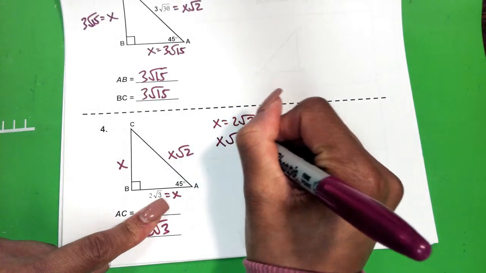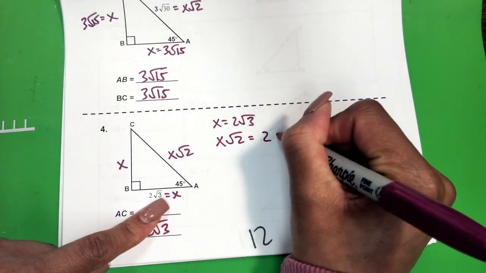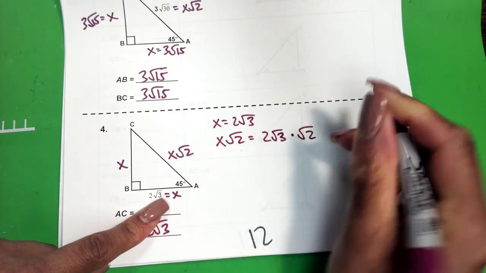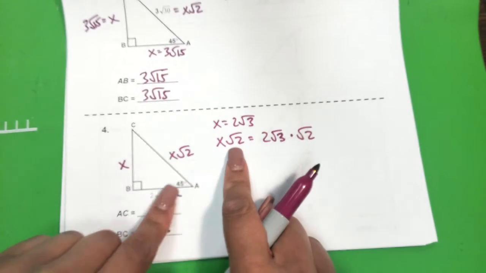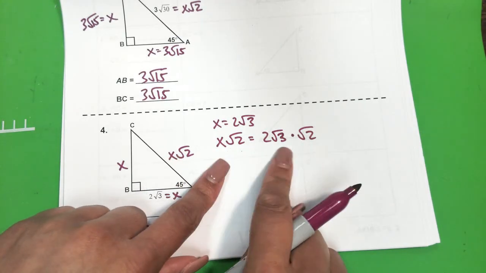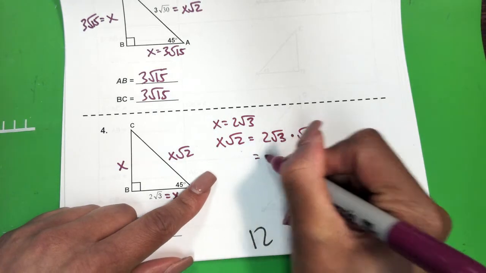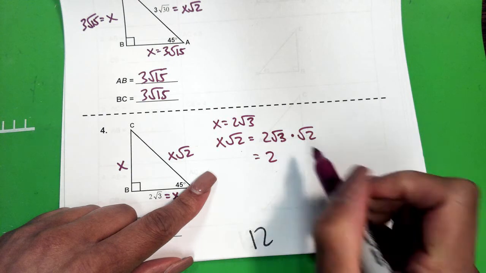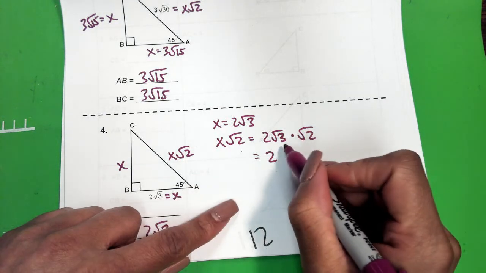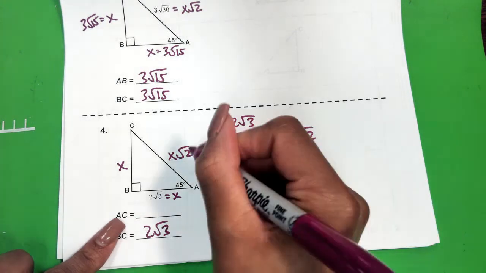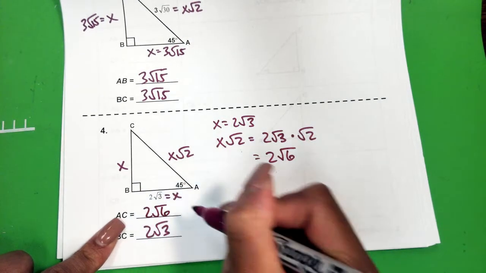So x equals 2 square root of 3. That means x square root of 2 is really 2 square root of 3 times square root of 2. They're just being multiplied. So all I did is plug in 2 square root of 3 where this x was, and I have to multiply this on the inside. So I'm left with 2, because 2 times an imaginary 1 is just 2, and then I multiply my radicals. So square root of 3 times square root of 2 is square root of 6. So my hypotenuse is 2 square root of 6.